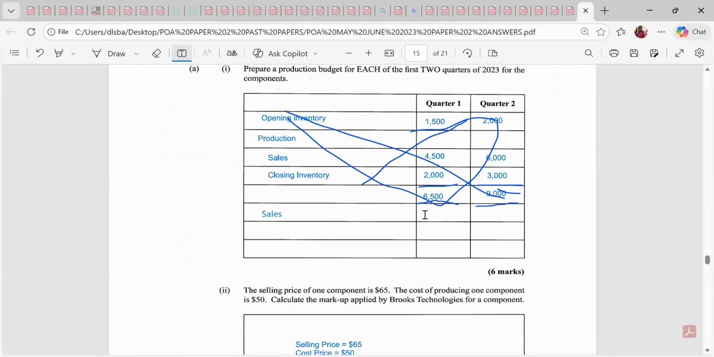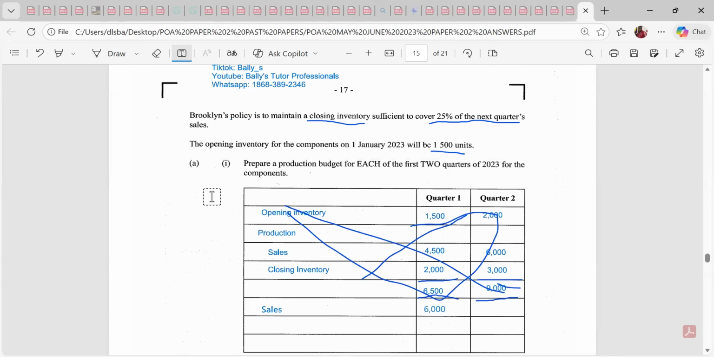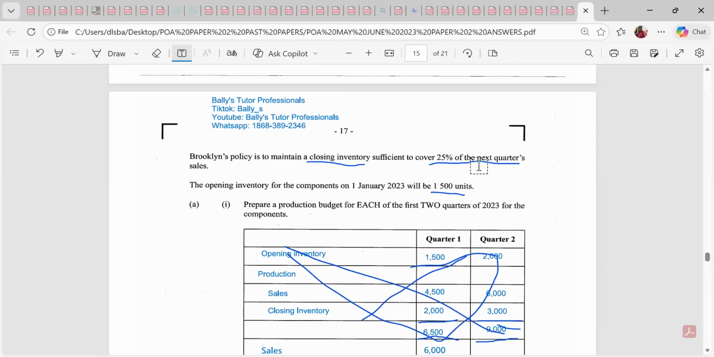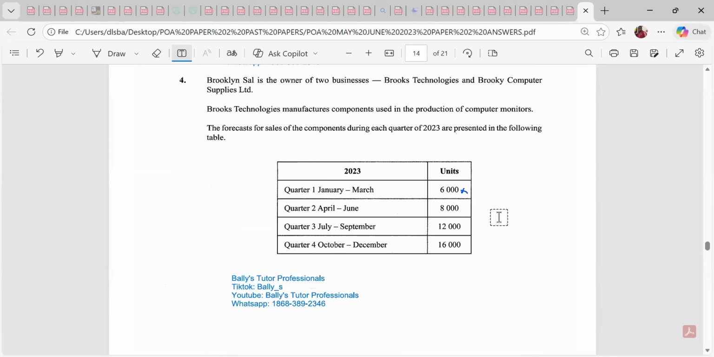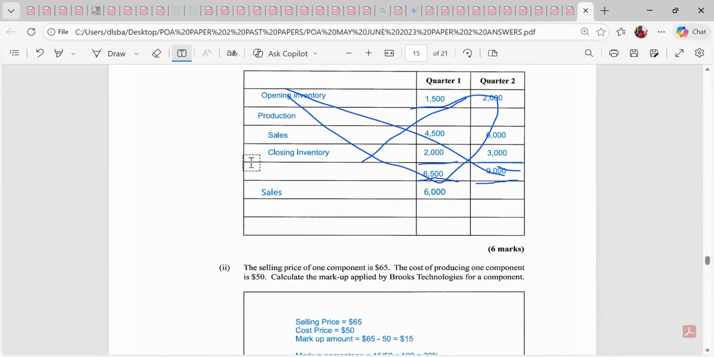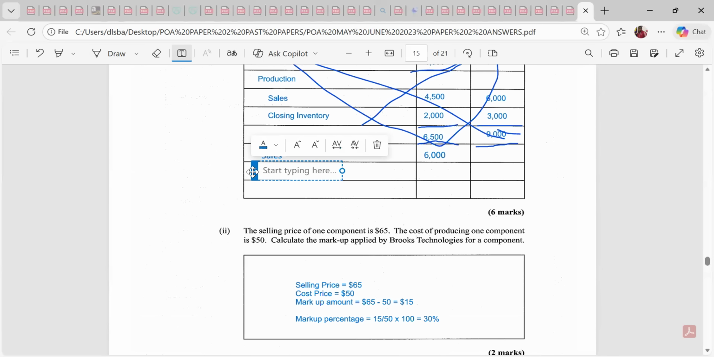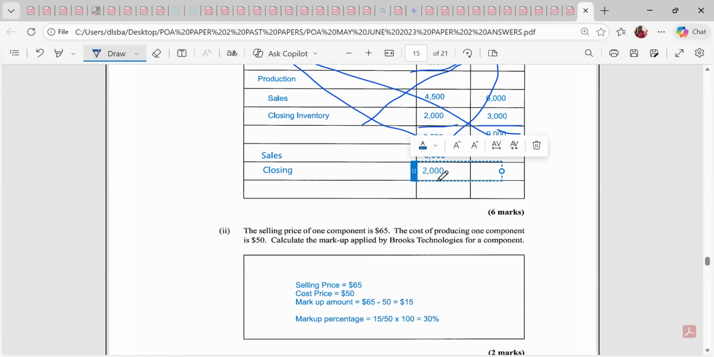So I need to have 6,000. They say you must have 25% of next quarter's sales as closing stock. The next quarter's sale is 8,000. So I need 25% of 8,000 as closing stock, which is 2,000. So closing stock is 2,000. So in total, I need 6,000 plus 2,000, which is 8,000. That's the total I need to produce.